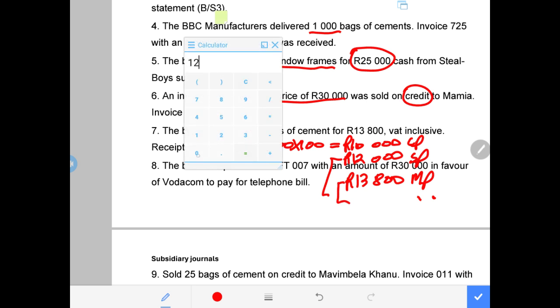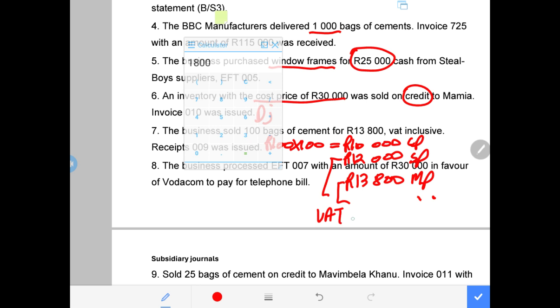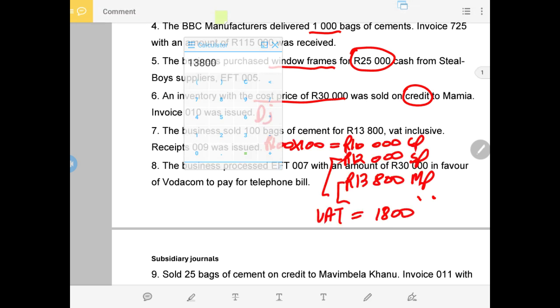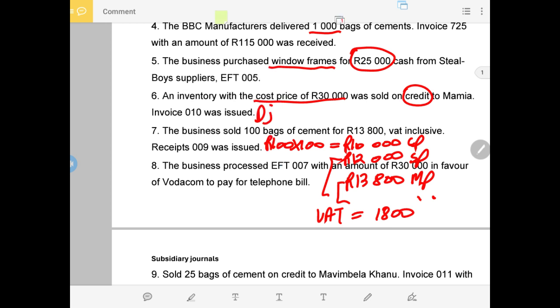Selling price is 12,000 times by 0.15. That means my VAT amount is equal to 1,800. Hence 1,800 plus 12,000, which is VAT, gives us 13,800. My numbers now are sorted out. I know my cost price, I know my selling price, which is cost price plus markup, and I know my VAT amount, and I know the amount after VAT, which is the marked up price, the amount the customer will be owing me if the sale was on credit.